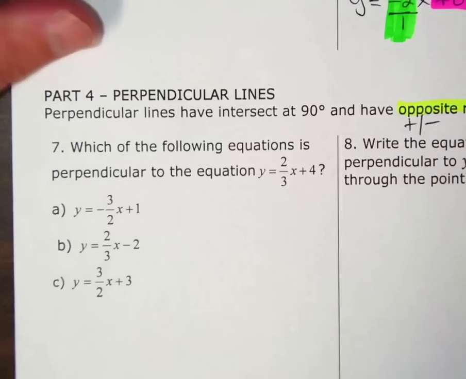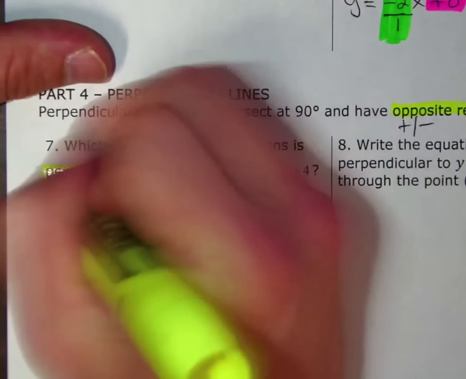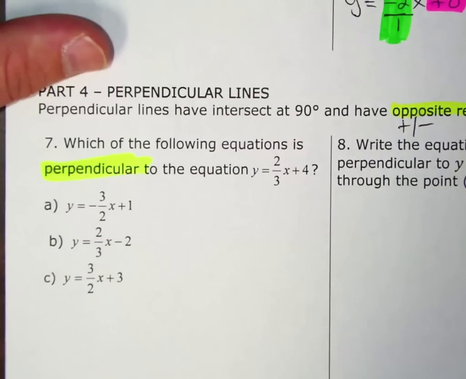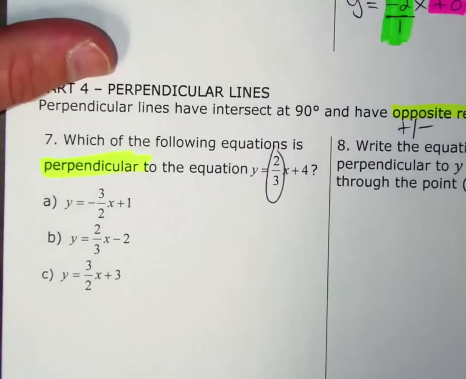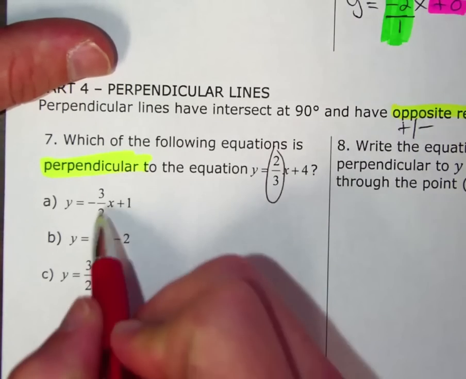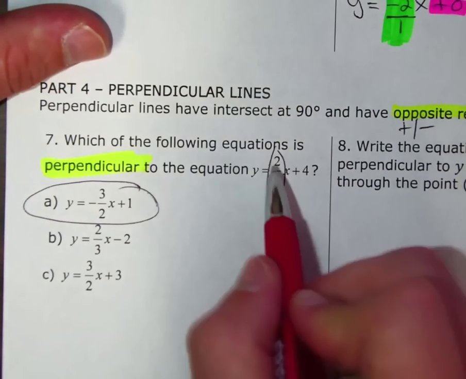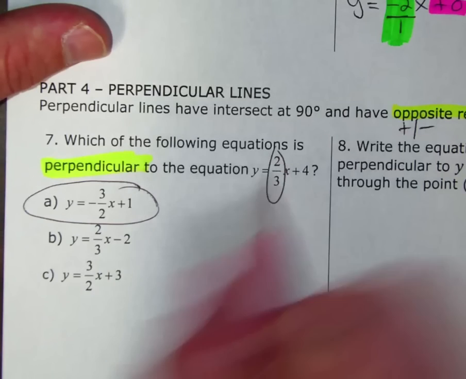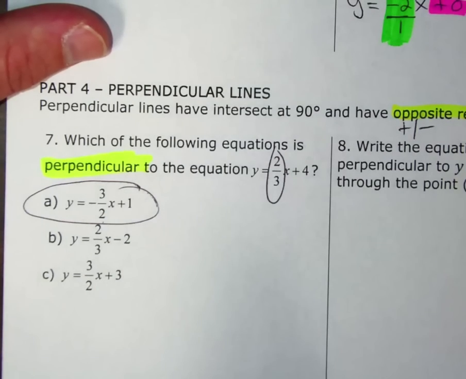Opposite reciprocal. All right. So if I said to you, which of the following equations is perpendicular? Well, I need opposite reciprocal slopes. So what's the opposite of 2/3? Well, it's going to be negative because this is positive. The only negative slope over here is this one, so this has to be the answer. Let's see if it's reciprocal. 2 over 3, flip it, 3 over 2. So there's the reciprocal and they're opposites.